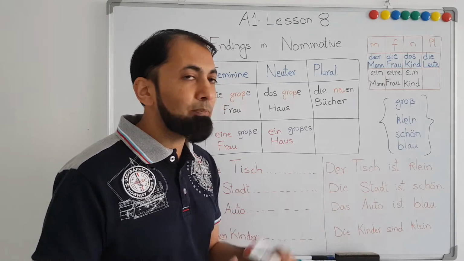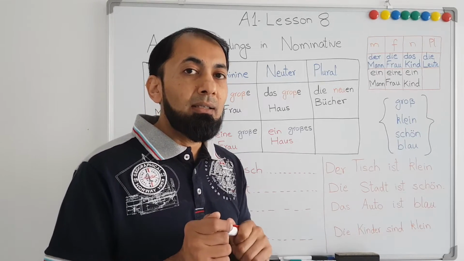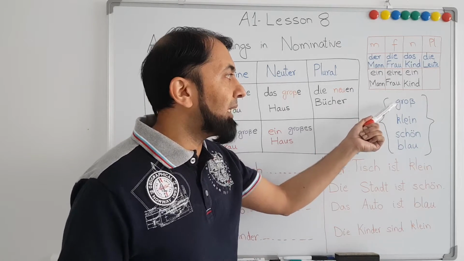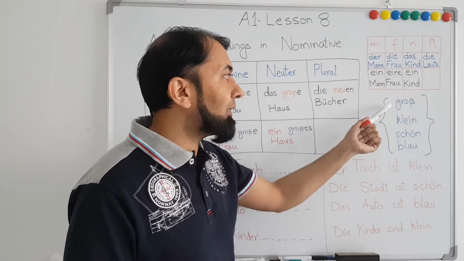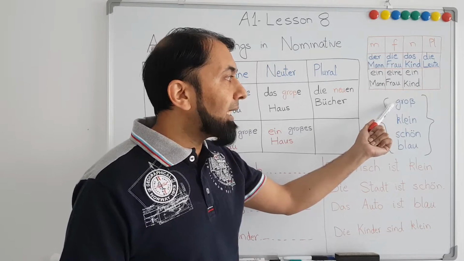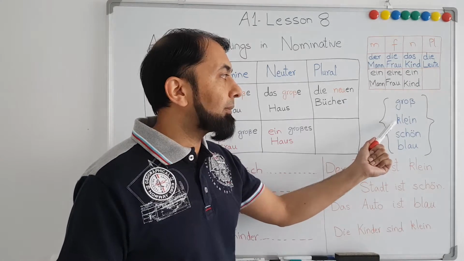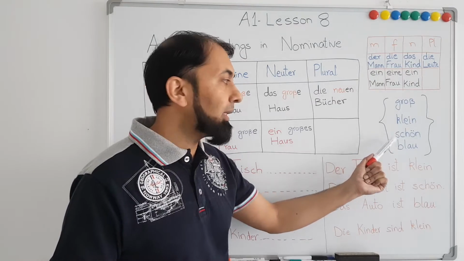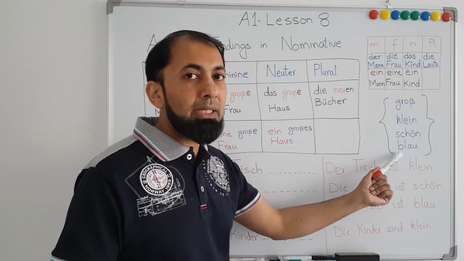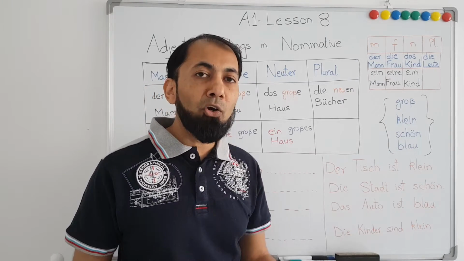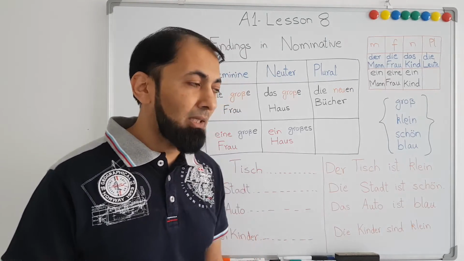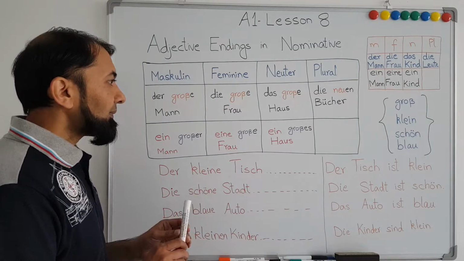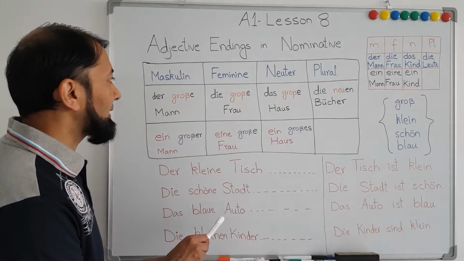If the adjective is positioned after the noun, then it will take the basic form, which depends on the adjective. For example, for big it is groß, for small it's klein, for beautiful it's schön, for blue it's blau. So colors can also be used as adjectives in German language and in other languages also, and we will see all the examples here.